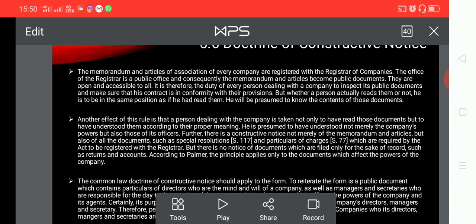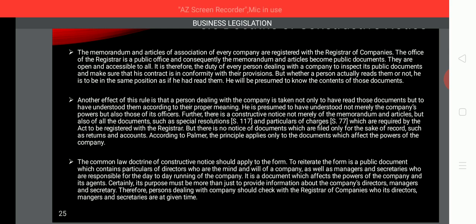It is therefore the duty of every person dealing with a company to inspect its public documents and make sure that this contract is in conformity with their provisions. But whether a person actually reads them or not, he is to be in the same position as if he had read them. He will be presumed to know the contents of those documents.